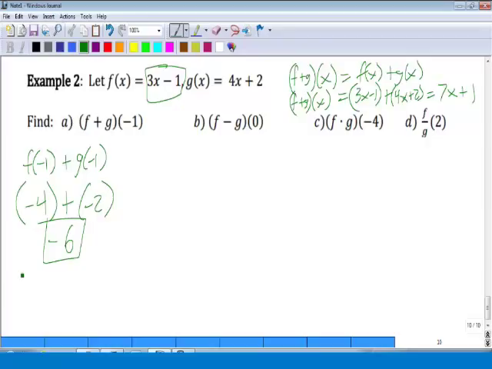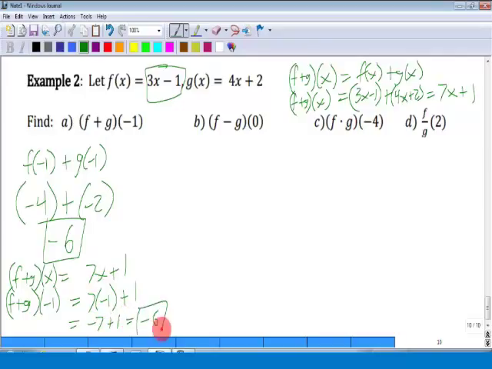Alternatively, if we believe that f plus g of x equals 7x plus 1, then f plus g of negative 1 should be 7 times negative 1 plus 1. That's negative 7 plus 1. That's also negative 6. So evaluate the functions and add them, or calculate the sum function by adding the expressions and then evaluate that.